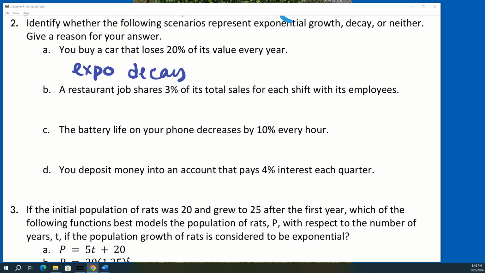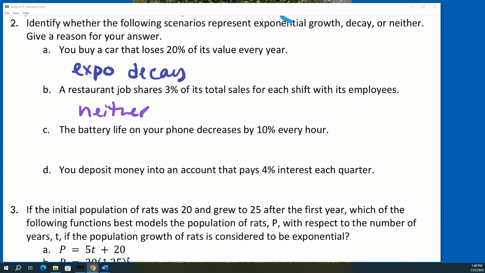Okay, and then B, a restaurant job shares 3% of total sales for each shift with its employees. Is that exponential growth, decay, or neither? That's neither. That's like a one-time thing. That's not happening over. It's not 3% and 3% and 3% growing or decaying. It's just a one-time thing.